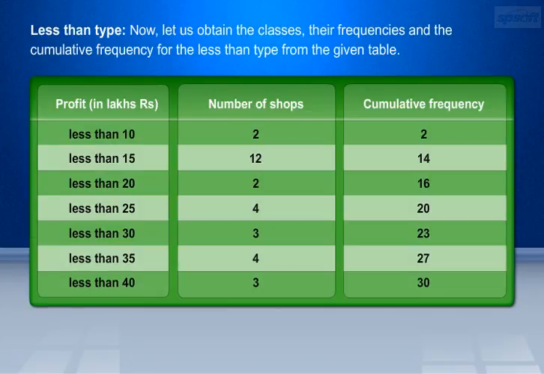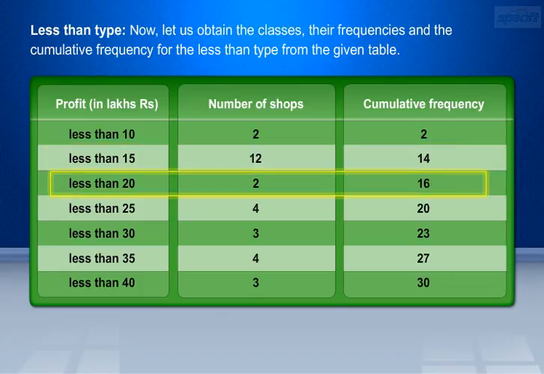Less than type. Now, let us obtain the classes, their frequencies, and the cumulative frequency for the less than type from the given table. Here, the number of shops, that is, their frequencies for less than type, are obtained by subtracting the next cumulative frequency from the current one. For the class interval less than 10, we get the frequency as 2, since 30 minus 28 equals 2. For the class interval less than 15, we get the frequency as 12, since 28 minus 16 equals 12.